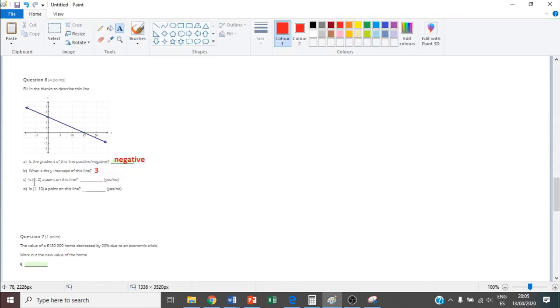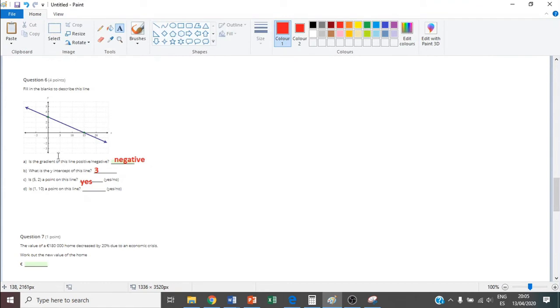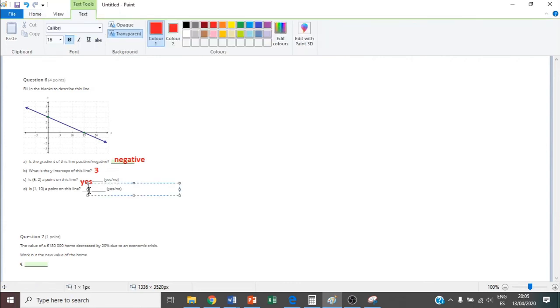Okay, and is (5, 2) a point on this line? (5, 2). That's going across to 5 and up to 2? Yes, it is. That's this point here. Yes. And is (1, 10) on this line? (10, 1) is on the line, but that is not (1, 10). (1, 10) would be across 1 and up to 10, which is way off the graph. It's not a point on the line, so no.